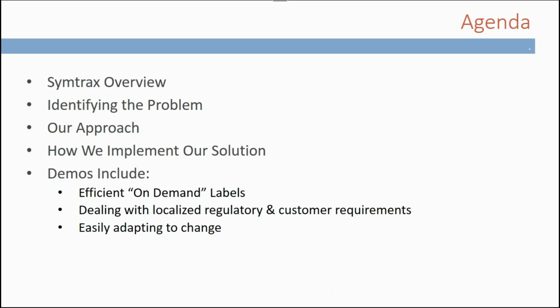Being efficient in on-demand labels, dealing with localized regulatory and customer requirements, and the ability to adapt to change. Those are the areas that we've heard are bottlenecks in their process, and that's what we're going to be looking to clear up for them.